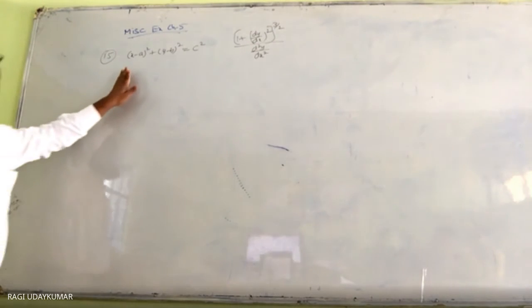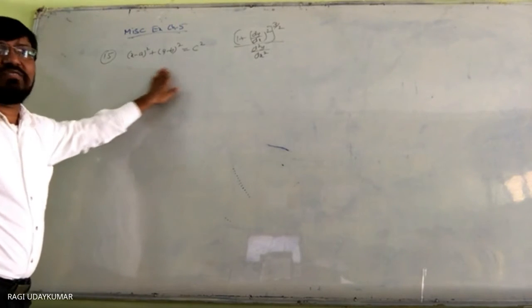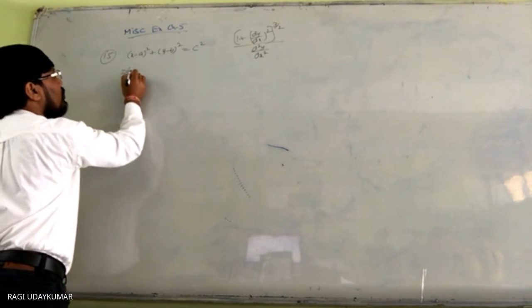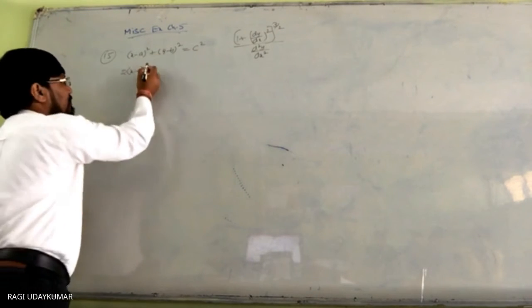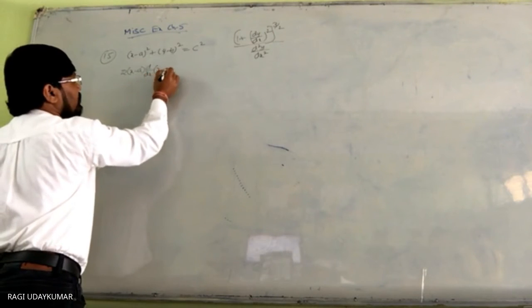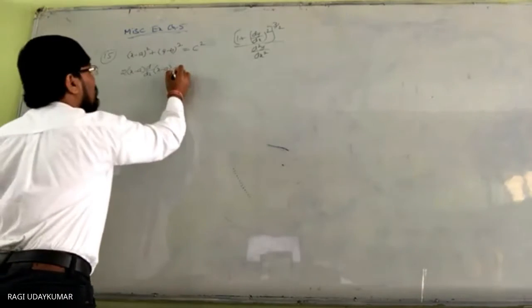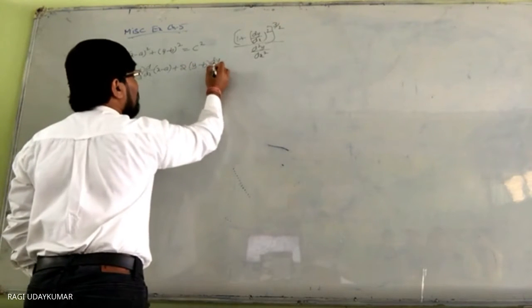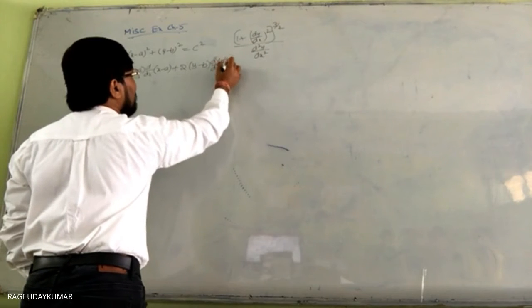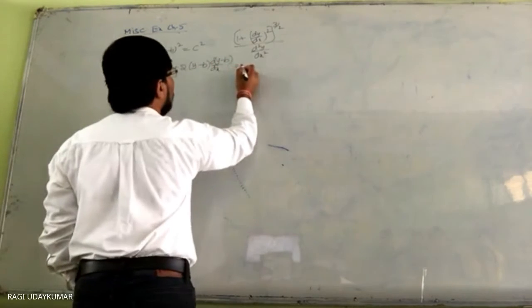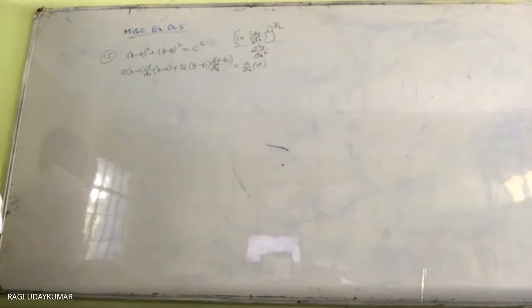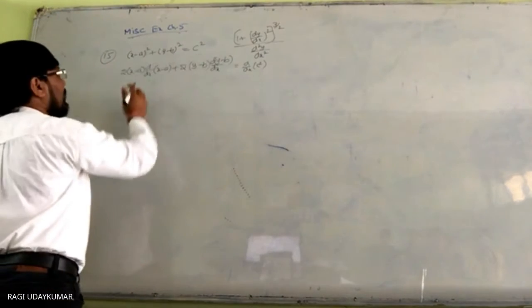So to find dy by dx, what can you do here? Normally differentiation, because y is separately there. So differentiation of this one: 2 into (x minus a) d by dx of (x minus a), plus 2 into (y minus b) dy by dx, which is equals to d by dx of c square. Here c is a constant, and y is a term in terms of x. So that's why y you are taking into consideration.